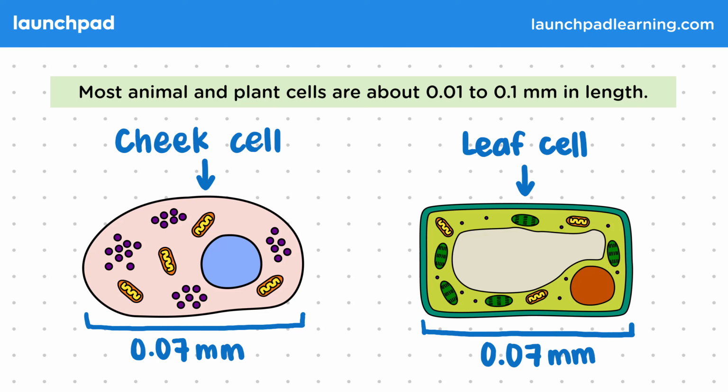For the exam, you don't need to memorize cell lengths such as 0.07 millimeters, but you do need to demonstrate an understanding of typical cell size, so you should know that cells don't typically exceed 0.1 millimeters.